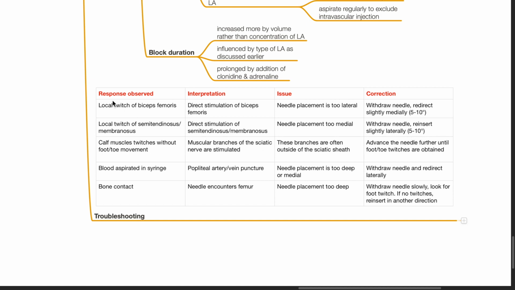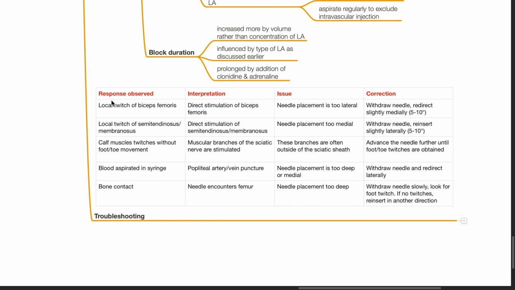Response observed: calf muscles twitch without foot or toe movement. Interpretation: muscular branches of the sciatic nerve are stimulated. Issue: these branches are often outside the sciatic sheath. Correction: advance the needle further until foot and toe twitches are obtained.